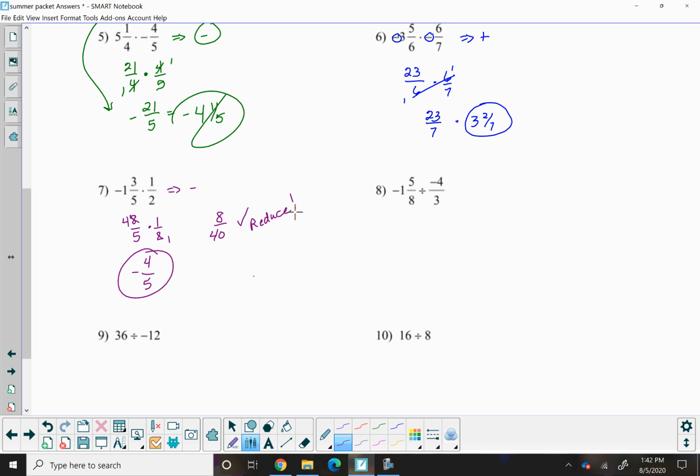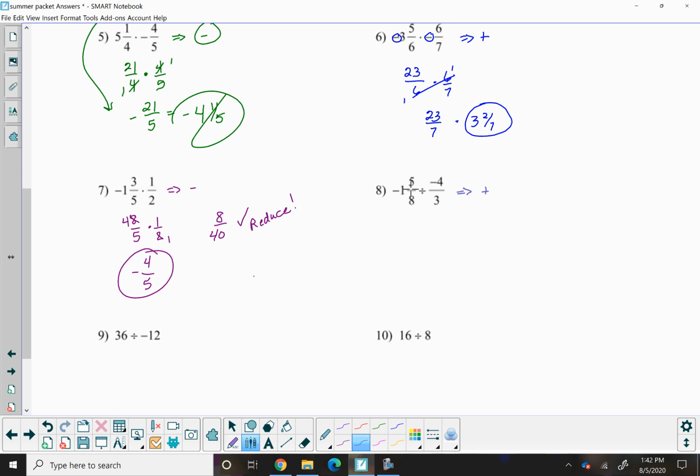Make sure you do that. Make sure we'll go down all the way. Okay, the next one. It's division. A negative and negative, so I know my answer is going to be positive. Go ahead and change it into improper fractions.